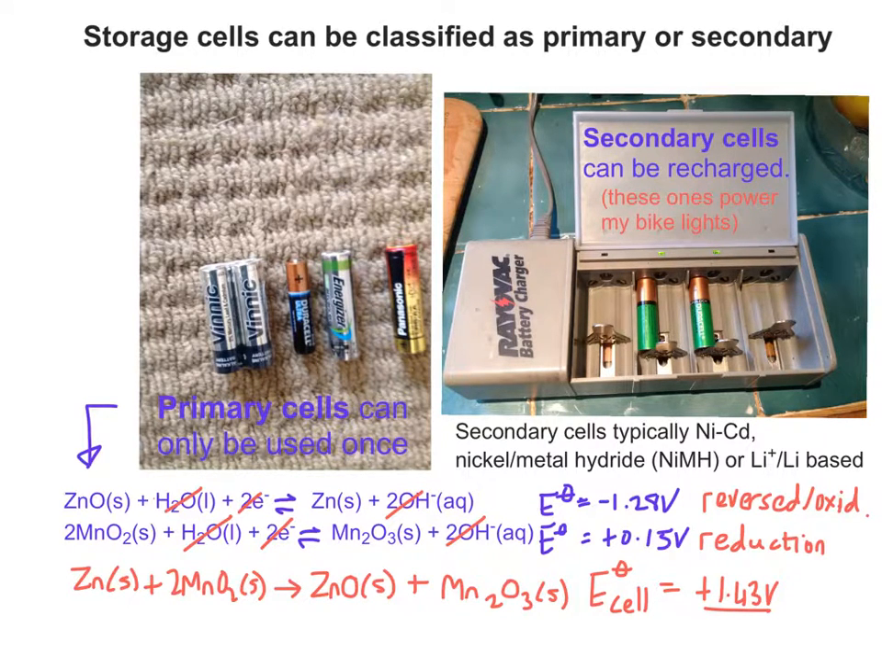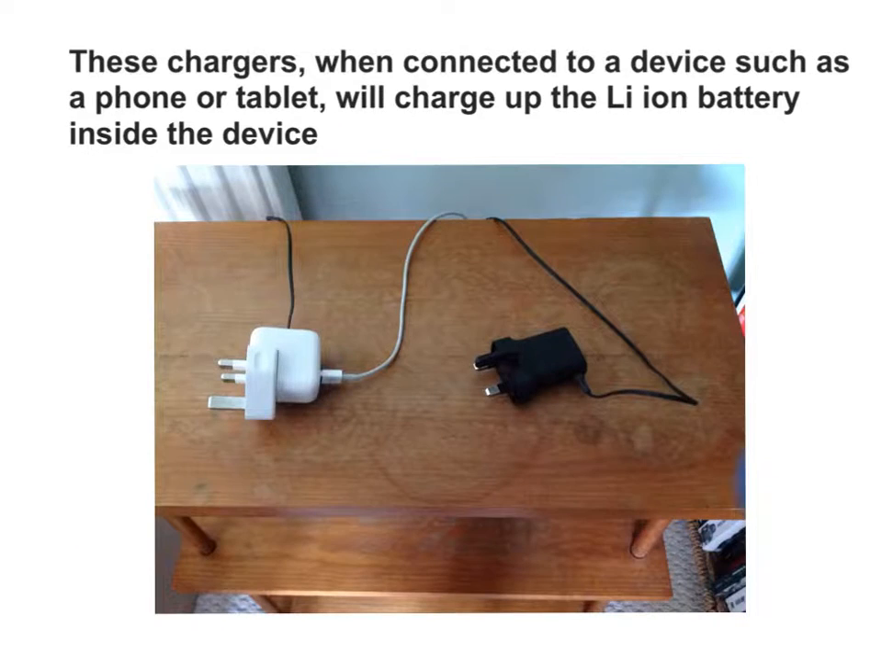So secondary cells are typically nickel-cadmium based, or nickel metal hydride like the batteries in the photograph, or maybe lithium ion based, such as the ones you might find in a phone or a tablet or a more modern piece of equipment that charges up. So you'll no doubt recognise these types of chargers. When they're attached to a phone or a tablet, what they'll do is charge up the lithium ion battery that's inside the device.